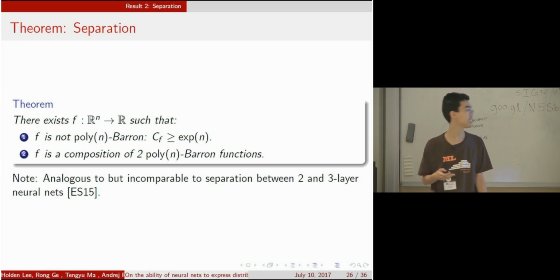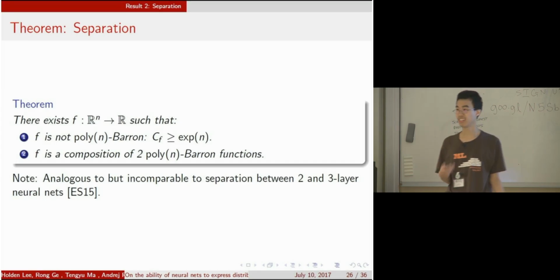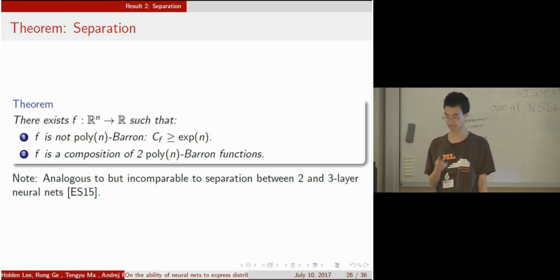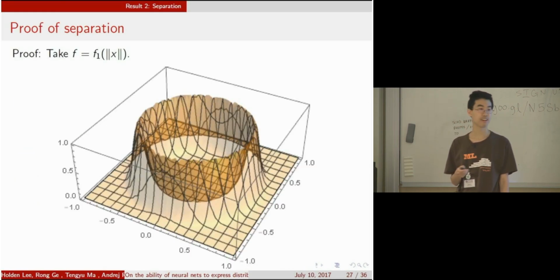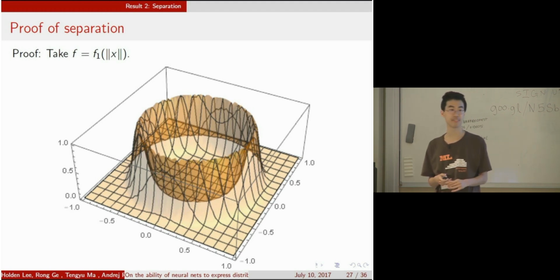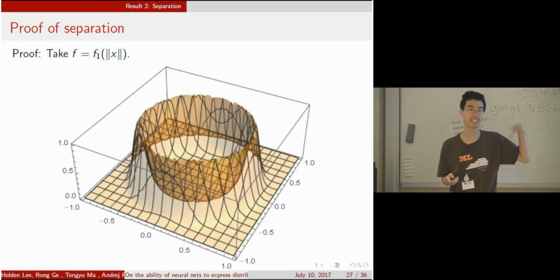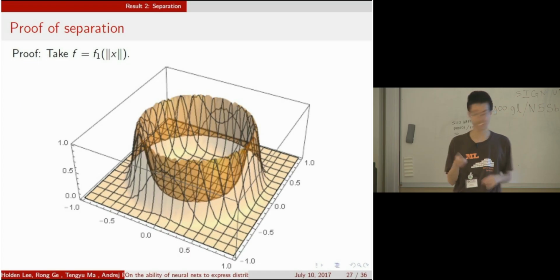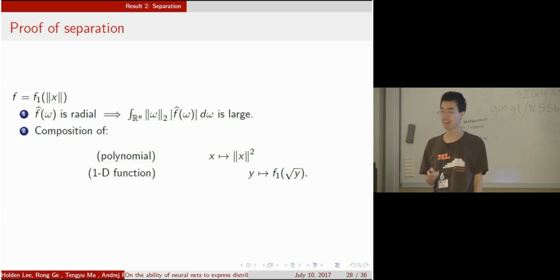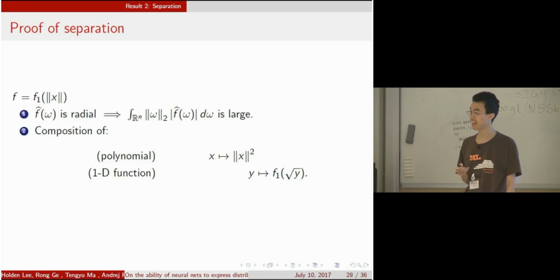Okay, and note that this is analogous but technically incomparable to a separation between 2 and 3 layer neural networks. So the function f that we will choose for this separation is going to be a radial function, f1 of the norm of x, and it's going to look like this, a ring that's peaked at some radius. So why is this a good choice for our f?